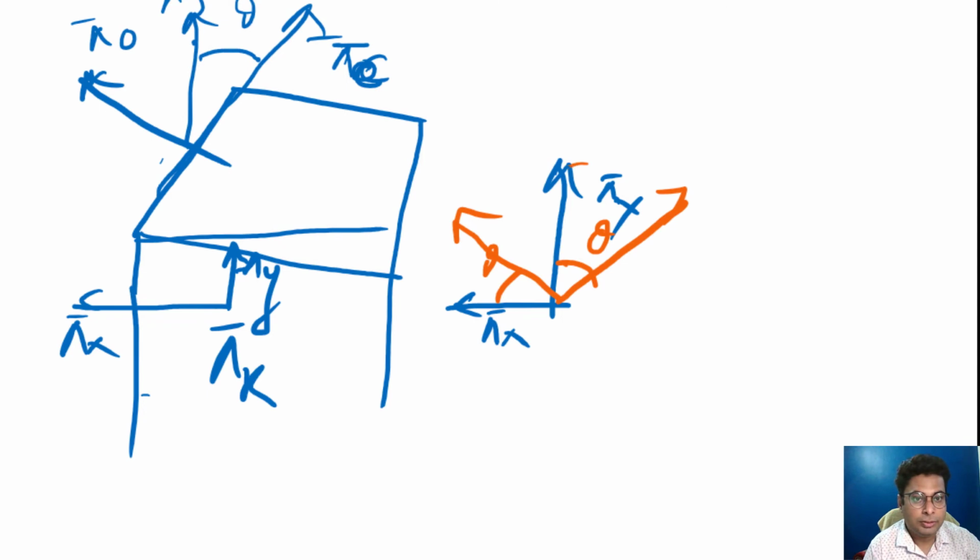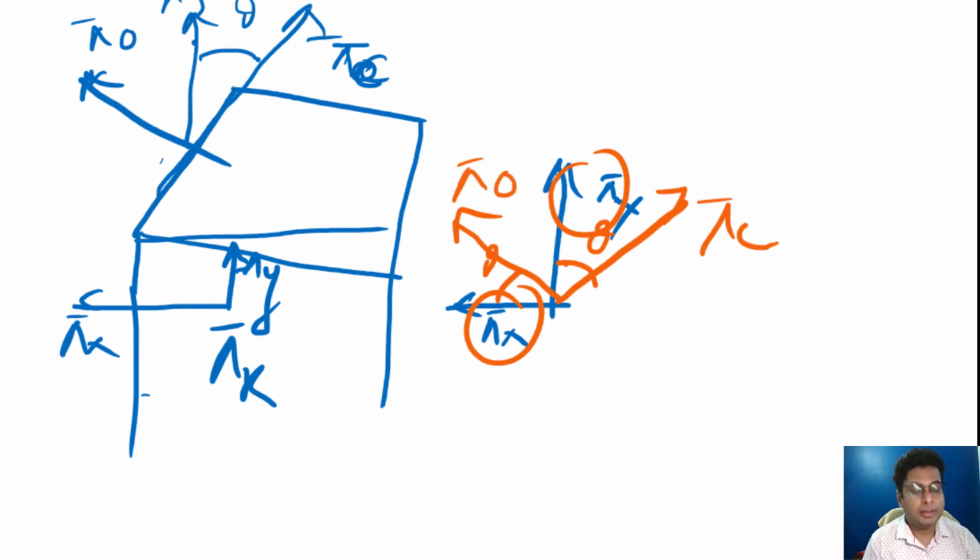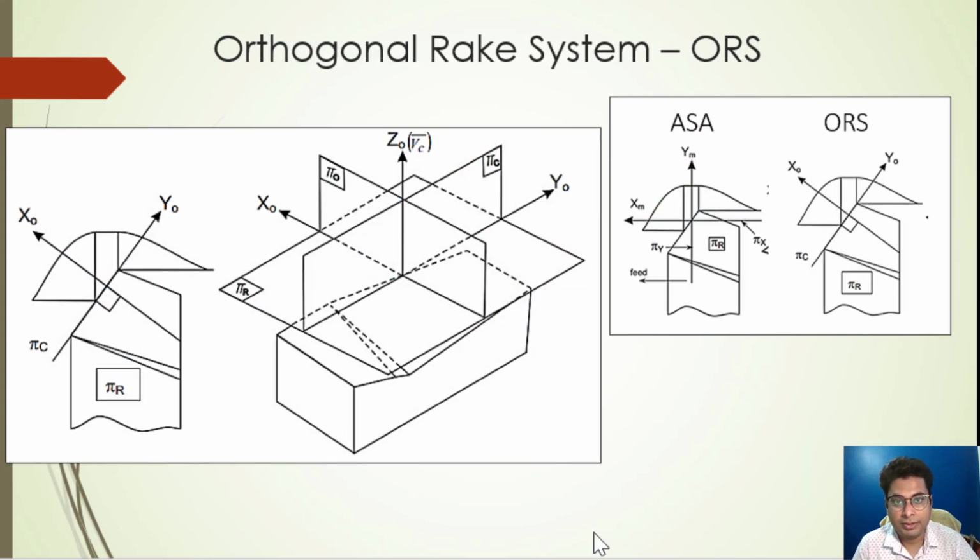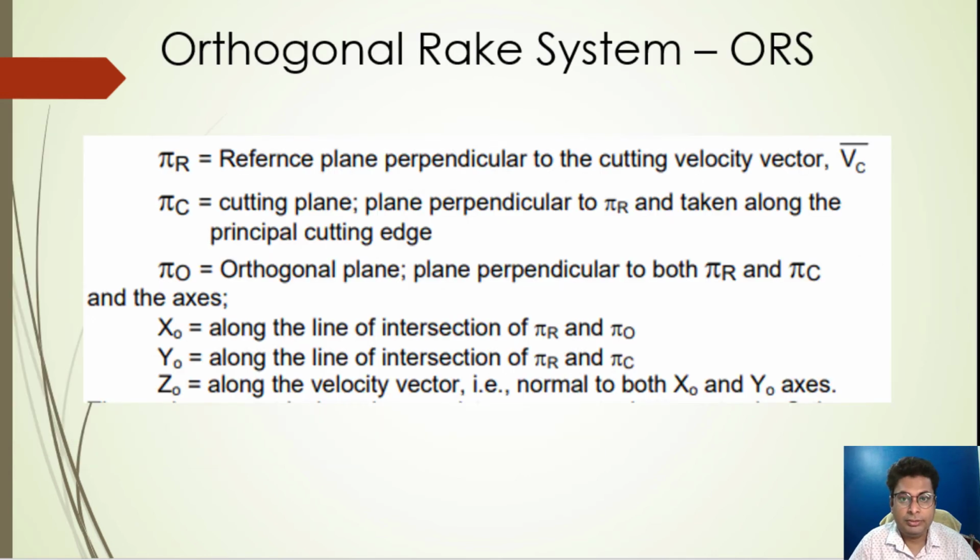Okay, initially what was pi y and pi x changed to pi c and pi o. This is the basic difference between ASA system of referencing and ORS system of referencing. Now if we go to the nomenclature part, you can see this pi r is reference plane, pi c is the cutting plane, and pi o is the orthogonal plane. Okay, I think we already know about these things.